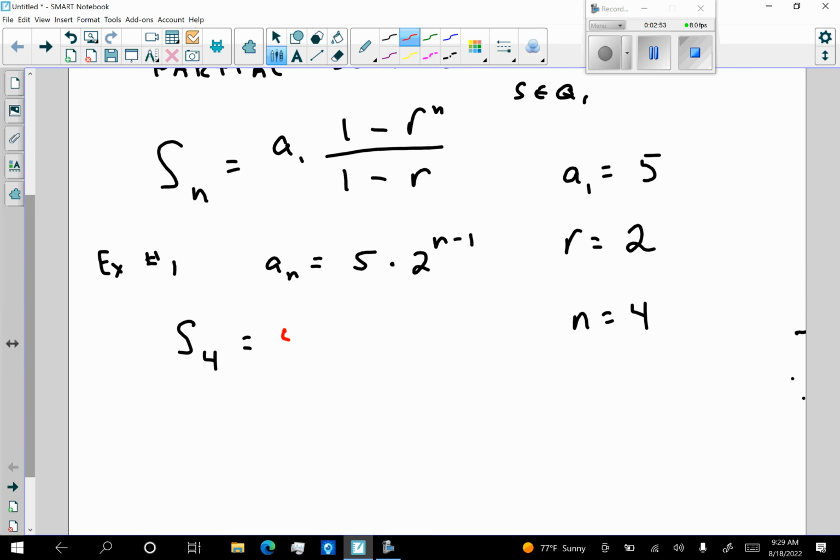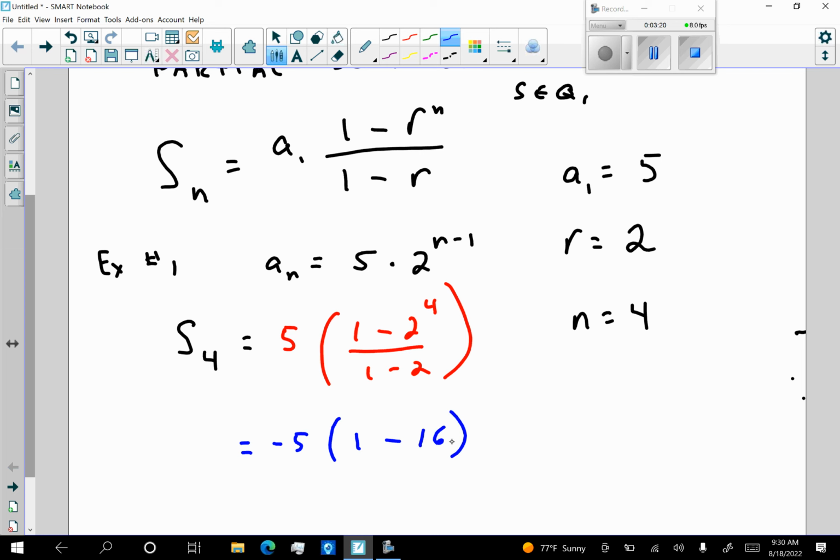A sub 1 is going to be 5 times a quantity 1 minus 2 to the fourth over 1 minus 2. And we will do the arithmetic here. This is going to be fairly easy arithmetic. 1 minus 2 is negative 1, so this is going to be a negative 5. And 1 minus 2 to the fourth, I believe, is negative 15. Please make sure that you check my arithmetic. So the fourth partial sum looks like it's going to be 75.